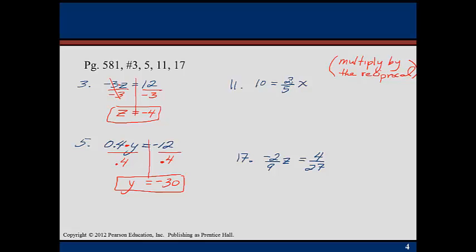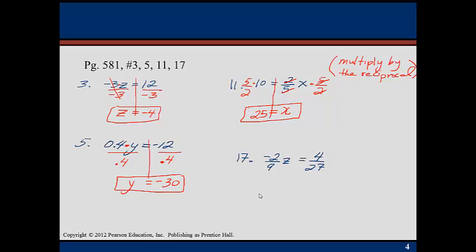So the flip of 2 over 5 is 5 over 2. So we're going to multiply both sides by 5 over 2. On the right side, the 5's and the 2's cancel out, leaving me with x. And then on the left side, 5 over 2 times 10. Well, that's like saying 50 over 2, which is 25. So x equals 25.